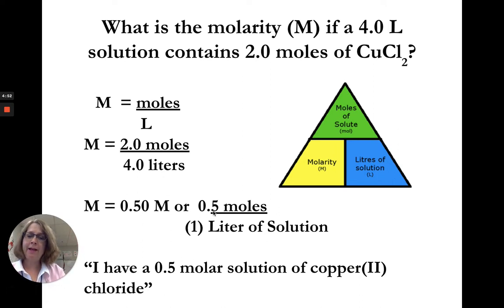Now, what does that mean? That means for every 1 liter of solution, I have half a mole dissolved. And that makes sense. If I have 4 liters and there are 2 moles dissolved in the whole thing, each liter is going to have half a mole dissolved in it. Okay, let's try the next problem.